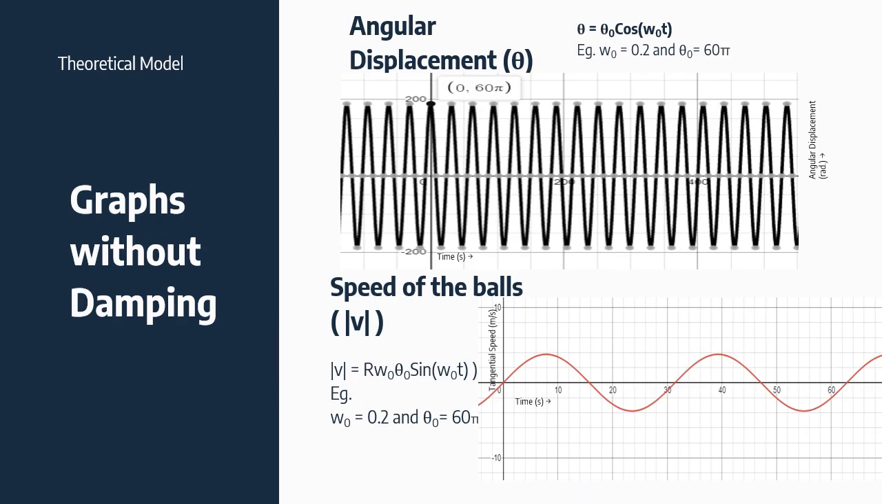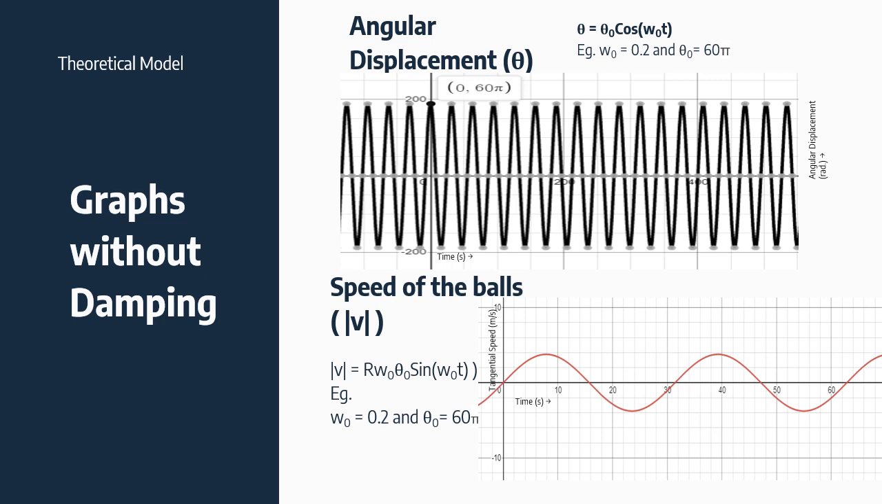So these graphs show that the equations obtained in the previous slide actually make intuitive sense. As we can see, if you have an initial angular displacement of, let's say, 60 pi, then with time it goes down and increases in the opposite direction, and this process goes on to infinity, which is clear in these graphs here.